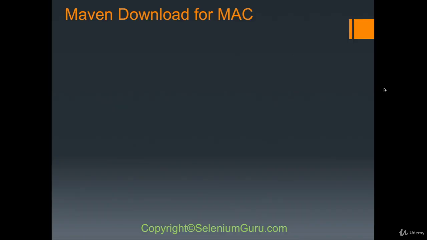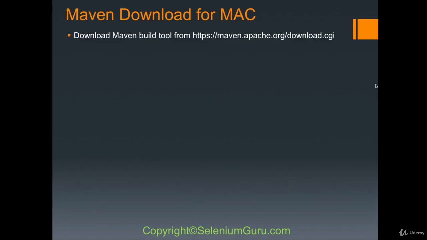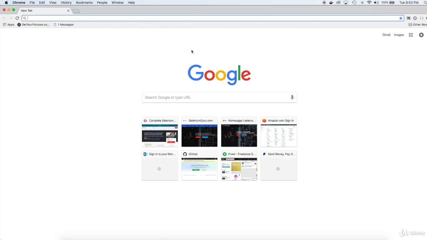In this lecture, we're going to try to install Maven for Mac computer. In our previous lecture, we learned about what Maven is, right? So let's now try to install Maven for Mac. First step is to download the Maven tool from maven.apache.org/download.cgi. So basically what I'm going to do is go to Chrome here.